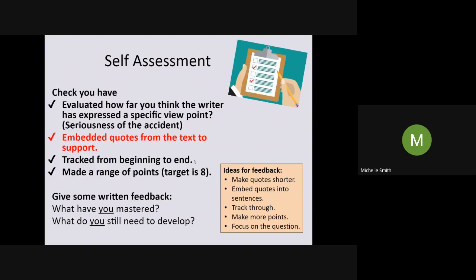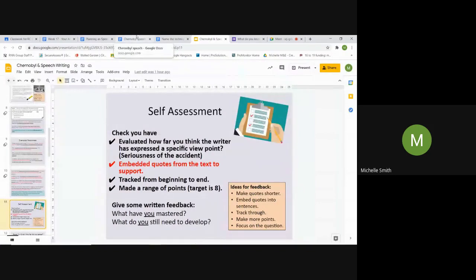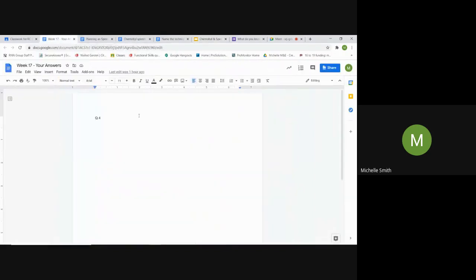I want to know what you think you've mastered and also what you need to develop. So on the sheet where you are responding to this, I'll just show you that now. I think I've done it right this week. Week 17, your answers. So it says question 4. So what you should be doing here, or what you should have already done, is firstly, I agree. So your answers to question 4 should all have been written here.